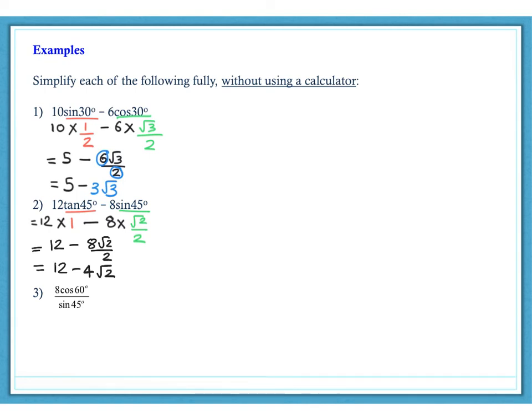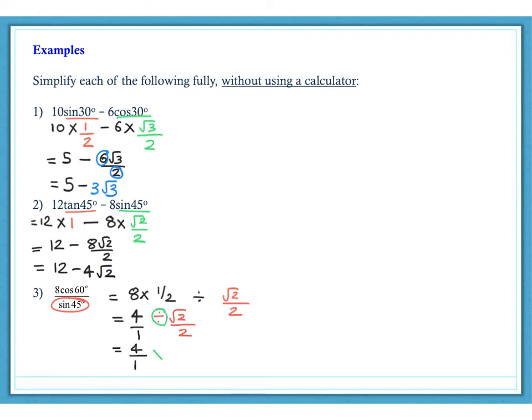Last example, 8 cos 60 divided by sine 45. So 8 cos 60 is 8 multiplied by 1/2, and we are dividing that by sine 45, which is root 2 over 2. So 8 multiplied by 1/2 is, of course, equal to 4. And this is being divided by root 2 over 2. Let's write the 4 as 4 over 1 so we can see the fraction clearly.